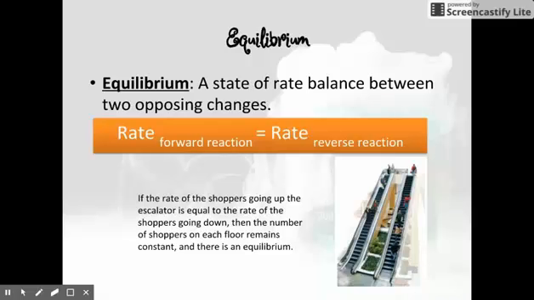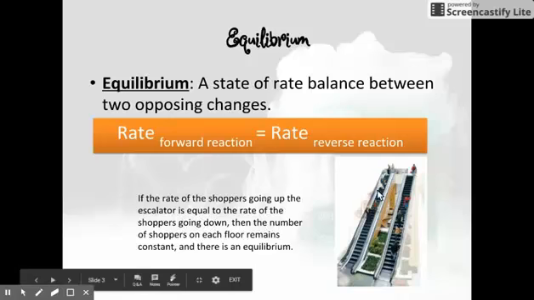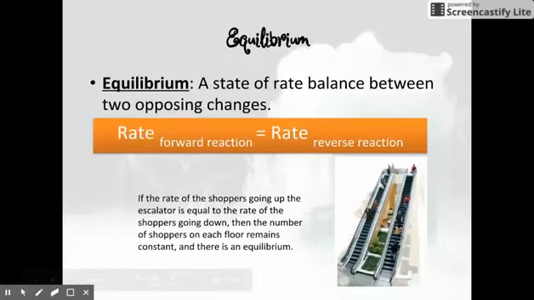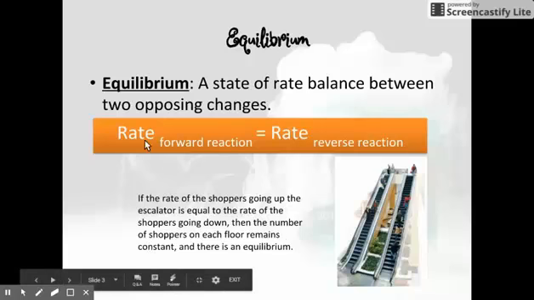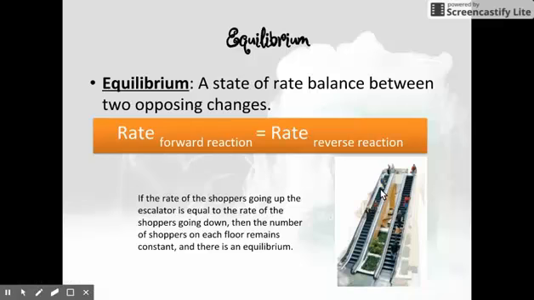If we think of shoppers going up an escalator, if it was at equilibrium, as one person steps off, another person steps on, so the amount of people going up and the amount of people going down remains the same. So the rate is the same. If two people step off, two people step on. So there's a balance between the rates, not necessarily the amount of people on the escalators, but the number remains the same. So if there are 10 on the left and 3 on the right, that amount stays the same.